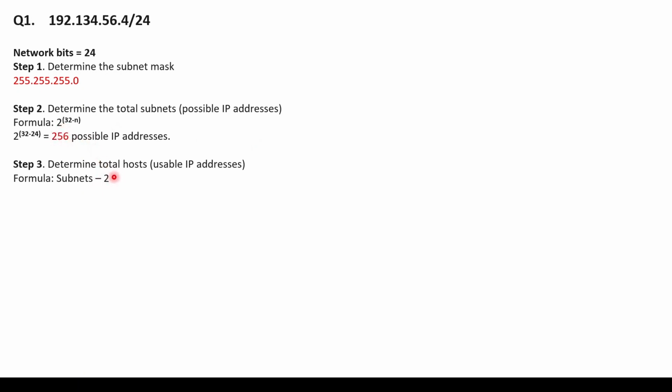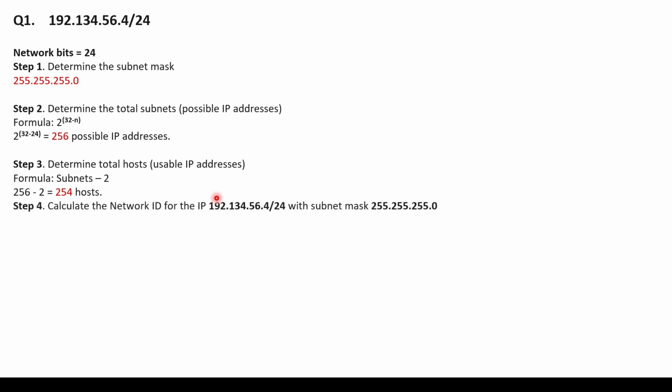We are subtracting 2 because the network ID and the broadcast IP cannot be assigned to devices on the network. These are special IP addresses and they are reserved for special functions. So when we substitute these values into the formula, we have 256, which is the total subnets, minus 2, which gives us 254 hosts.